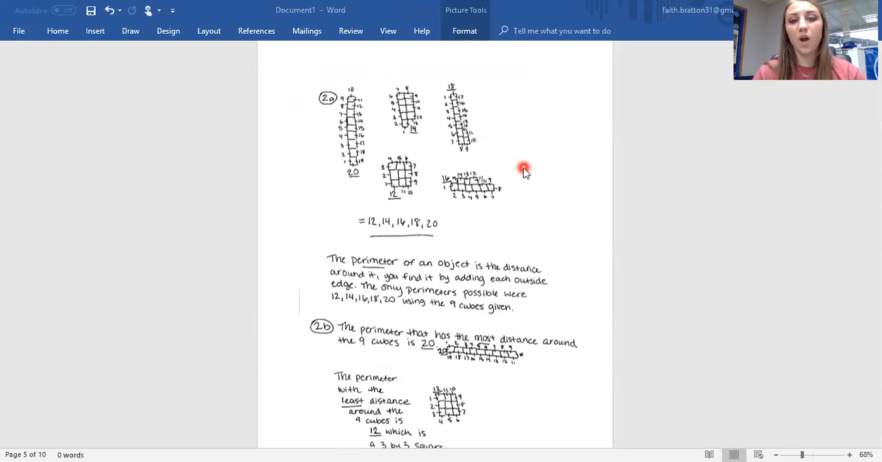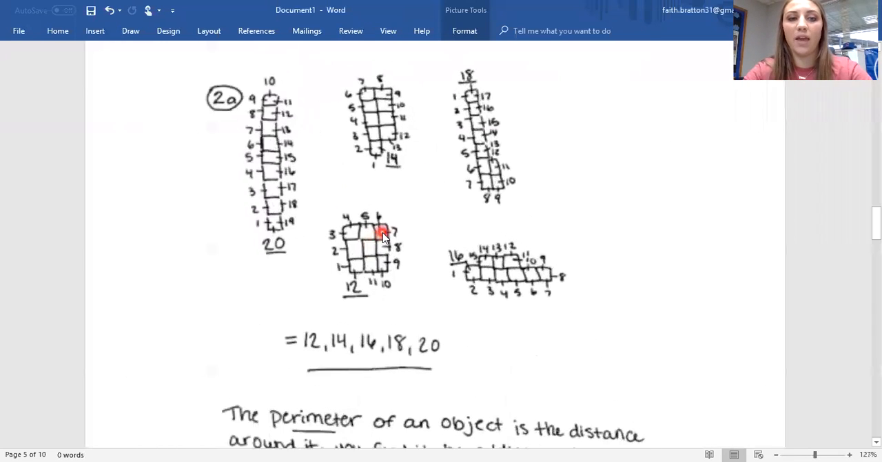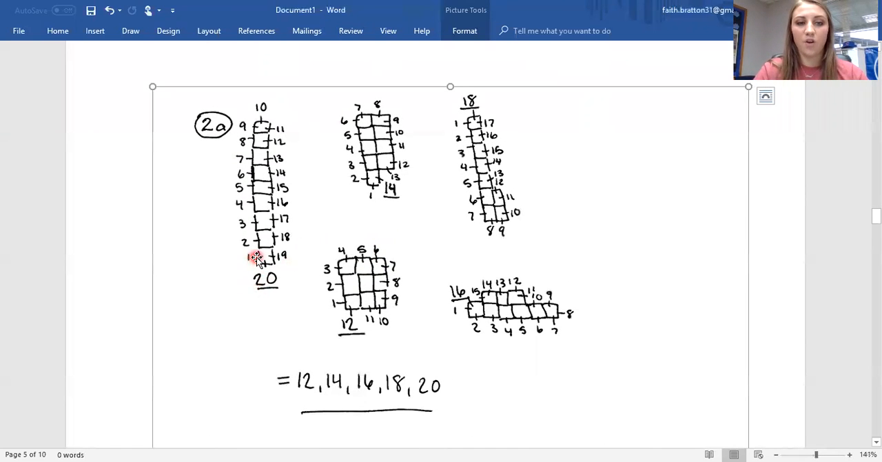Okay, so we know that you lay out the 9 cubes and you figure out how many you add to each side of them. So we're going to zoom in. You have 1, we're going to lay them out straight, 9 cubes. 1, 2, 3, 4, 5, and you go all the way around, and the last one's 20. So that we know that's one possible way. So we try it this way, and we come up with 14 as the perimeter. This way is 18, 16, and 12.